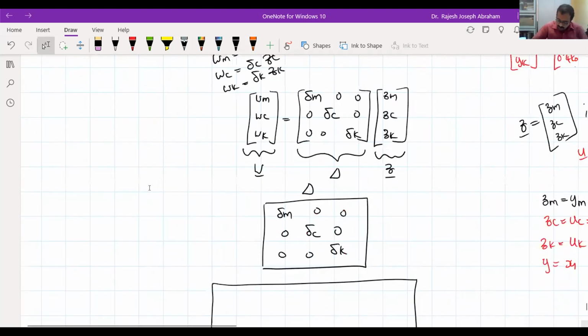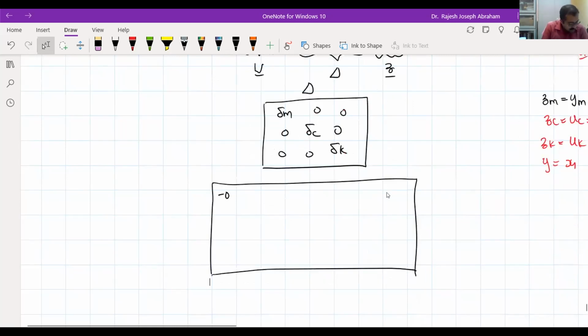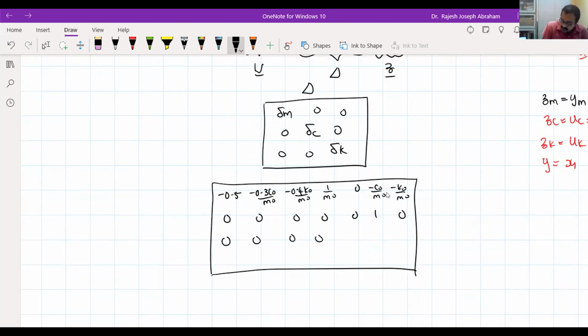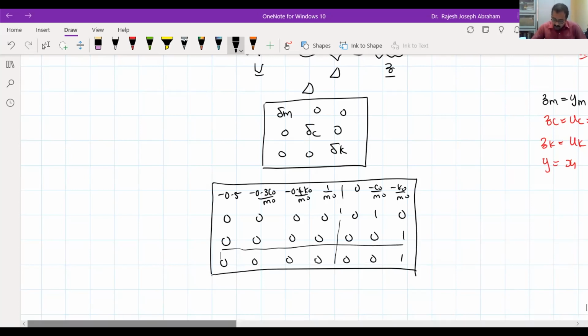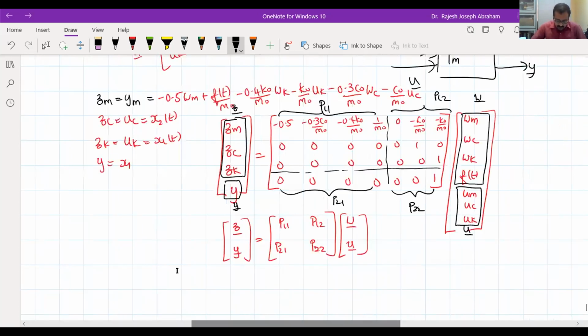Minus 0.5, minus 0.3 C naught by M naught, minus 0.4 K naught by M naught, 1 by M naught, 0, minus C naught by M naught, minus K naught by M naught. Then 0, 0, 0, 0, 0, 1, 0. 0, 0, 0, 0, 0, 0, 1. 0, 0, 0, 0, 0, 0, 1. Okay, what did I do? I just plugged this matrix into this block. Okay, this is the nominal model.